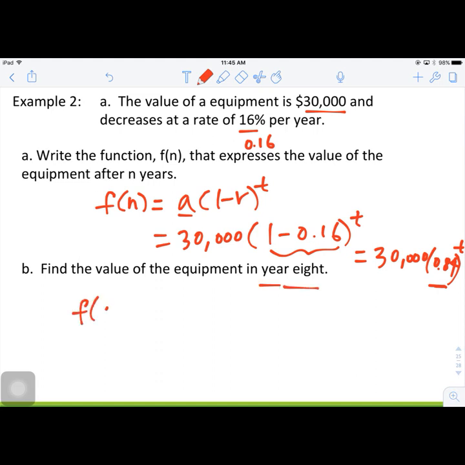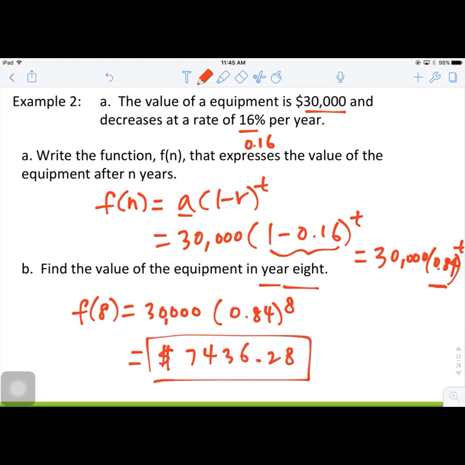So the next question is find the value of the equipment in year 8. So we're looking for f of 8, which means we're just going to substitute 8 into the function. So go ahead and use your calculator to verify. I have $7,436.28, and that would be the value of the $30,000 equipment in 8 years.